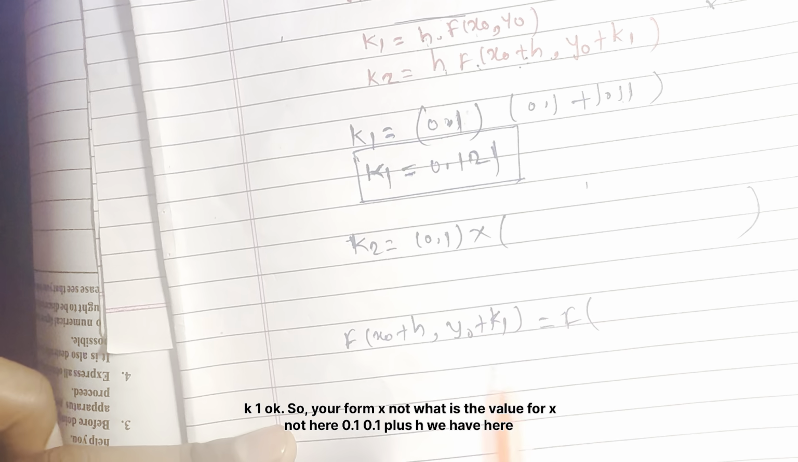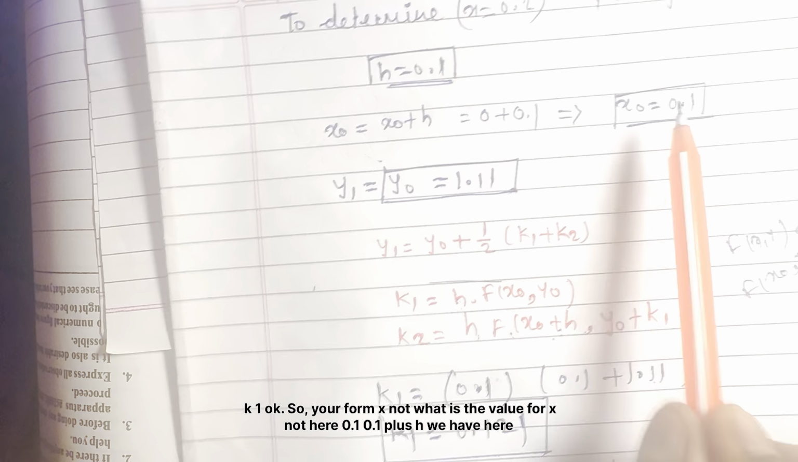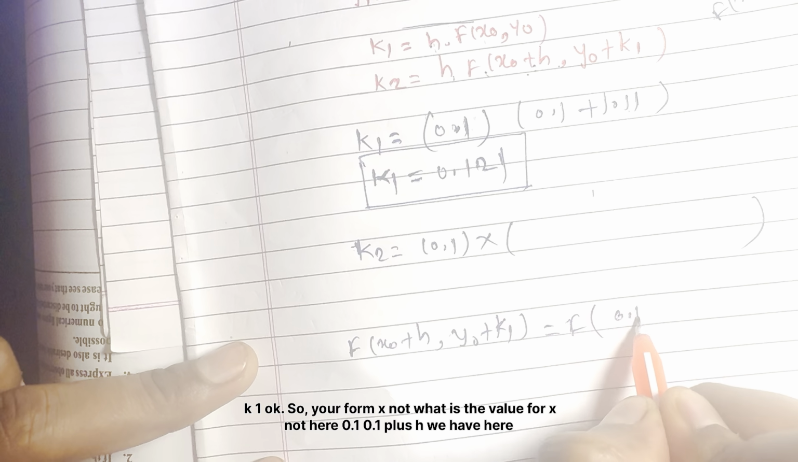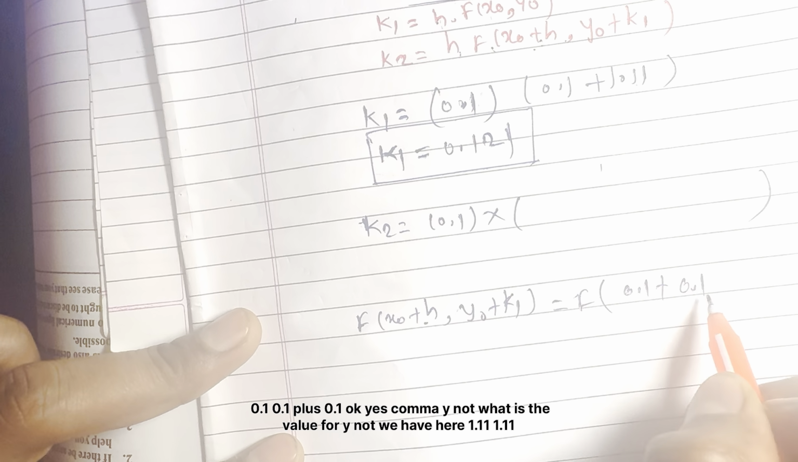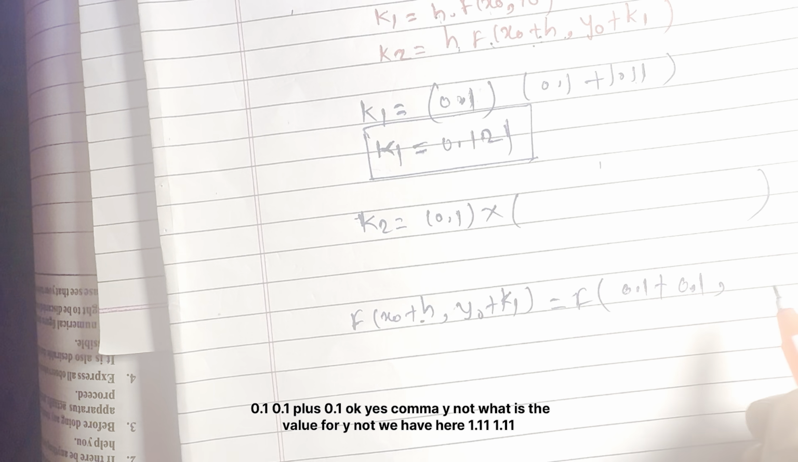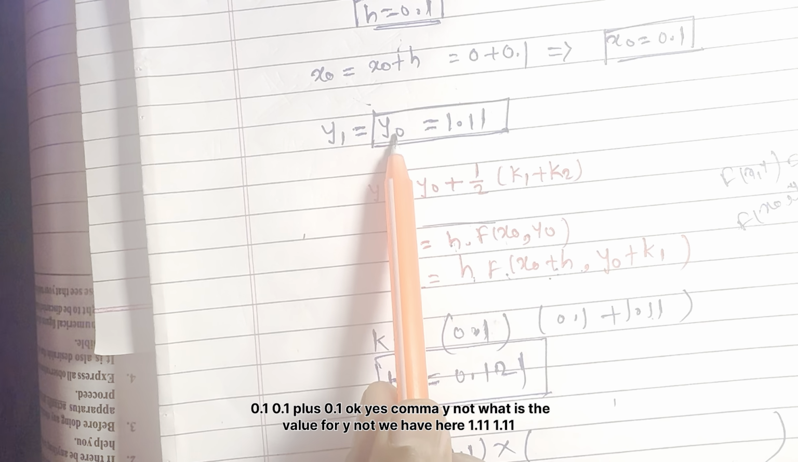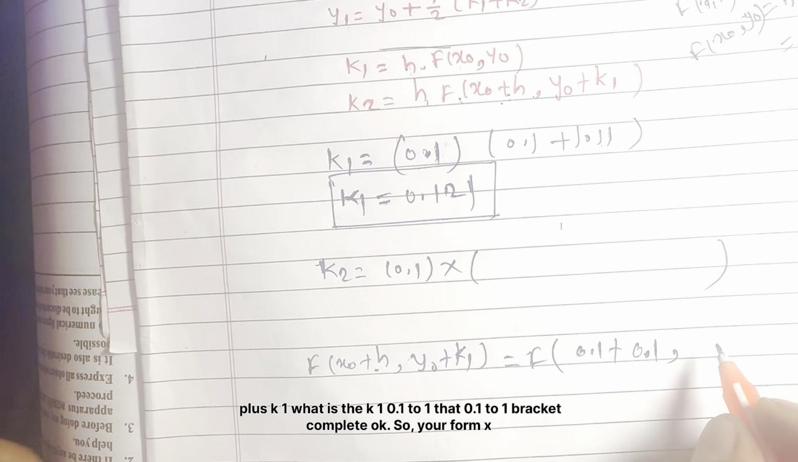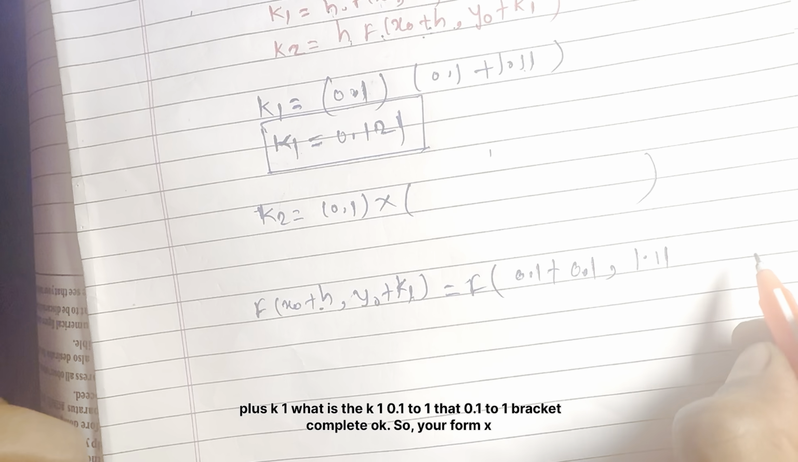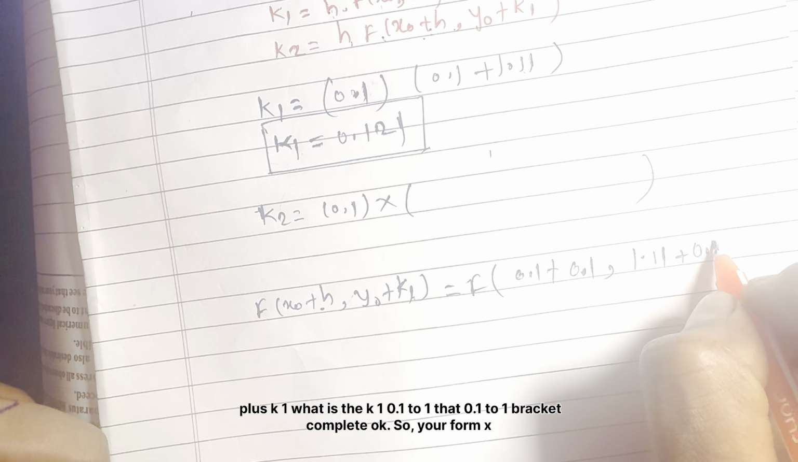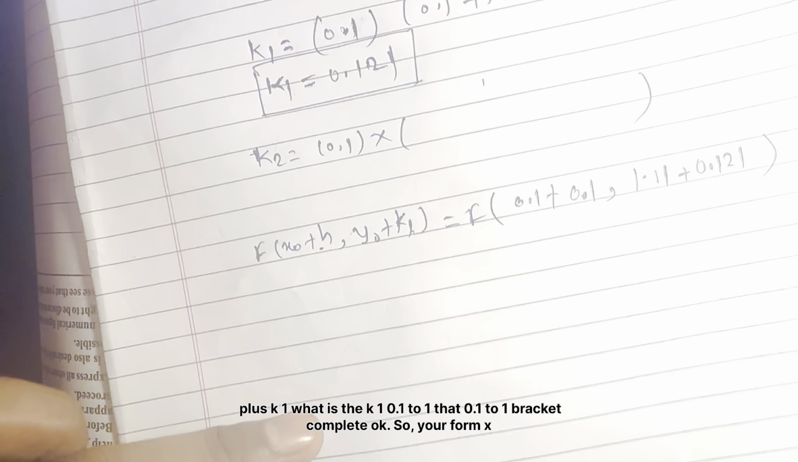Okay, so f of (x0 plus h, y0 plus k1). What is the value for x0 here? 0.1. So x0 plus h is 0.1 plus 0.1. Comma, y0: what is the value for y0? We have here 1.11, plus k1. What is k1? 0.121. So y0 plus k1 is 1.11 plus 0.121, bracket complete.